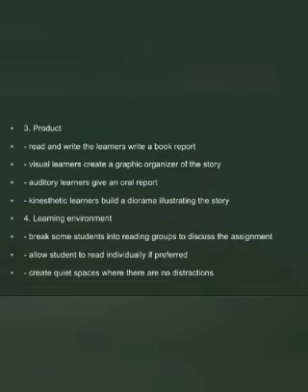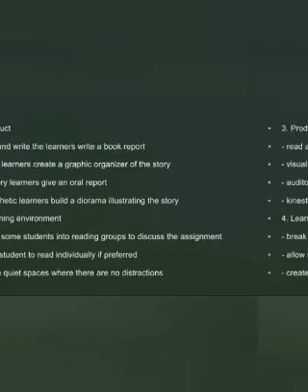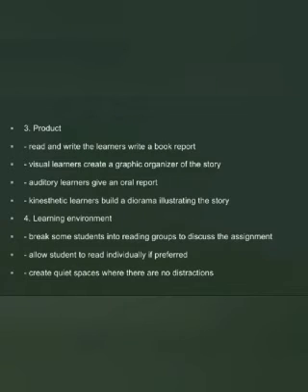The third is the product. Read and write learners write a book report. Visual learners create a graphic organizer of the story. Auditory learners give an oral report. Kinesthetic learners build a diorama illustrating the story. The last one is the learning environment. Break some students into reading groups to discuss the assignment.